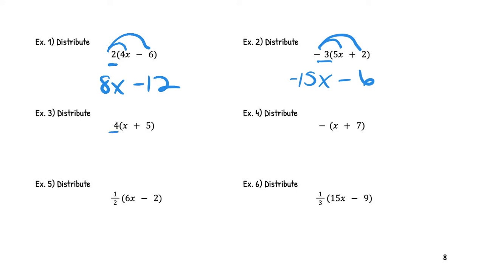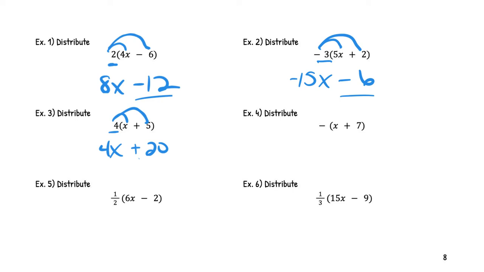For example 3, we have the 4. I'm going to distribute that. 4 times 1x is 4x. 4 times 5 is 20. Now notice my sign in each of these has been whatever I've gotten by multiplying. So in that case, I did 4 times positive 5. That gives me positive 20. The one above it was 2 times negative 6, so that gives me negative 12. Number 2 was negative 3 times 2, which gives you negative 6. Okay, so the sign of the term is just going to be whatever you get when you multiply.